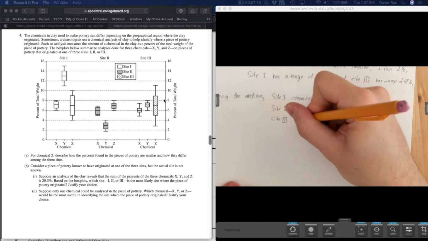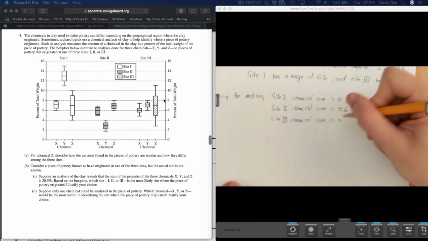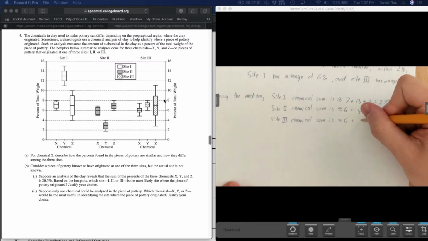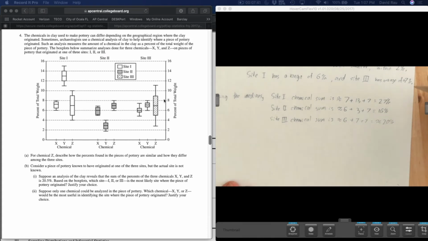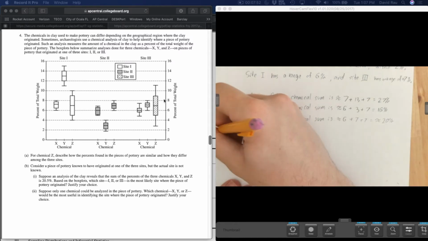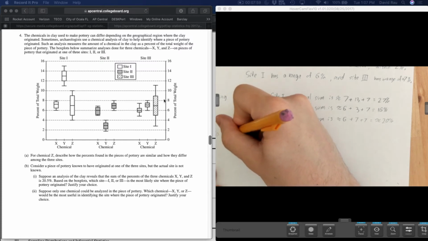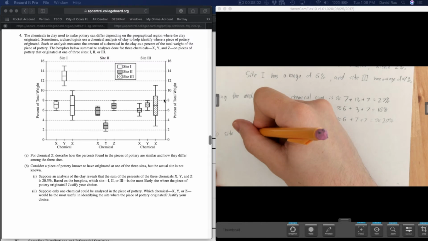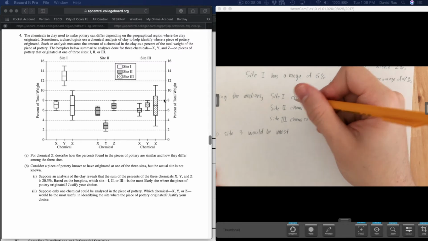And site 3 chemical sum is approximately 6 plus 7 plus 7, which is approximately 20, at 20%. Okay, so what I'm getting here is, if I were to guess which one, it's definitely site 3. So site 3 would be most likely.